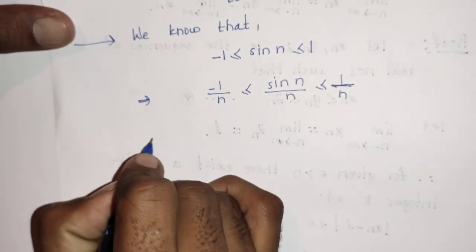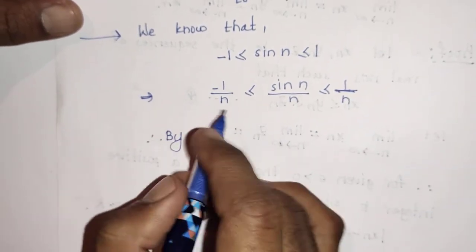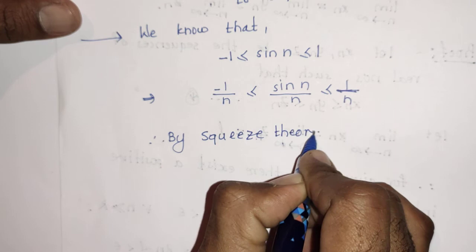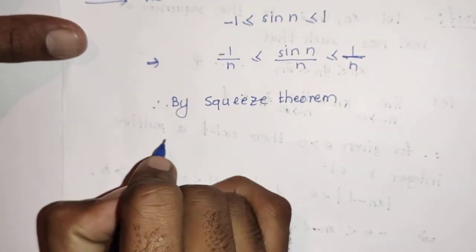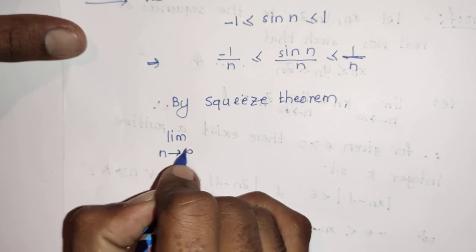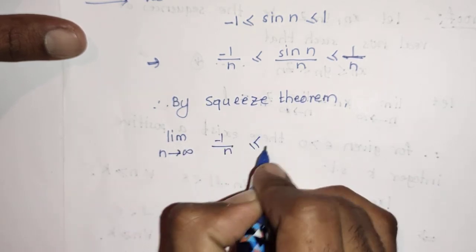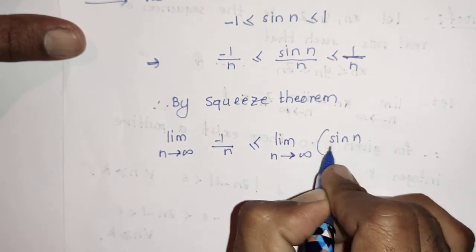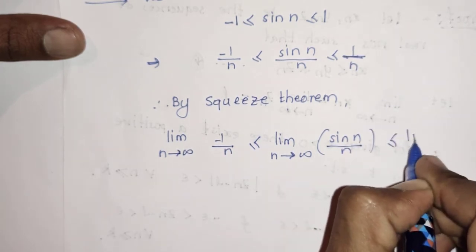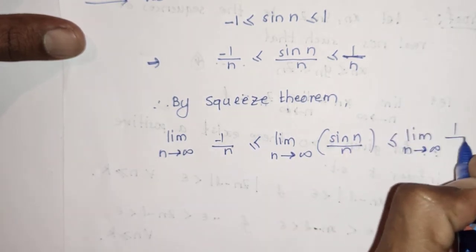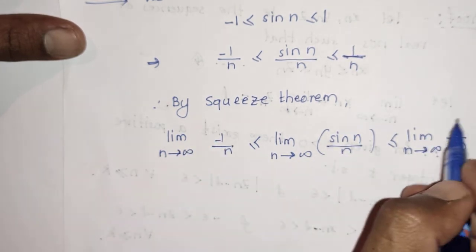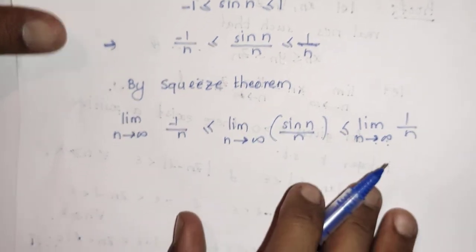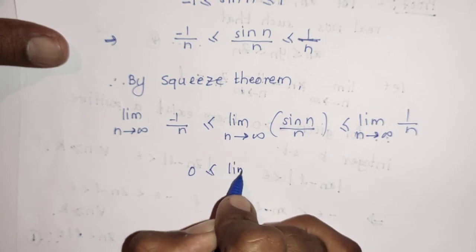So by the squeeze theorem, we can find the limit as n tends to infinity of minus 1 by n is less than or equal to the limit as n tends to infinity of sin n upon n is less than or equal to the limit as n tends to infinity of 1 by n. If these two limits, that is the limit of minus 1 by n and 1 by n, exist and are equal to 0, then we can say that the limit of sin n upon n is equal to 0.